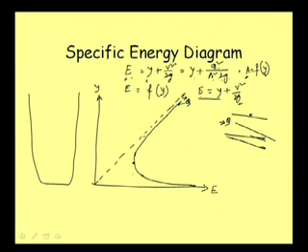For this Q, we have the minimum specific energy, E minimum, and for that E minimum we are getting a corresponding depth. For this depth we are getting the minimum specific energy for a given discharge.